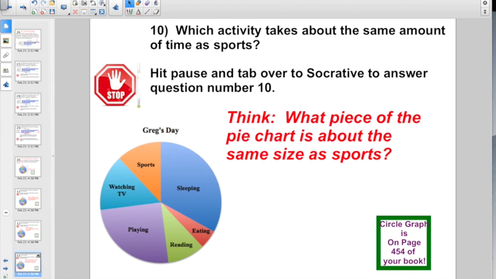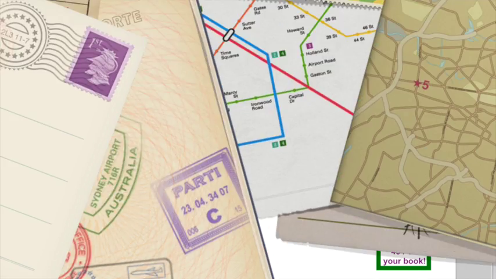All right, one coming at us from question 10. Which activity takes about the same amount of time as sports? So you take a look at the fraction piece sports and you gotta think, what piece of the pie chart is about the same size as sports? Hit pause, tab over to Socrative to answer question number 10.